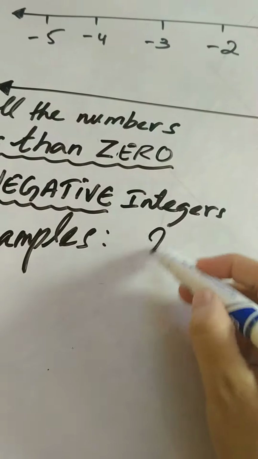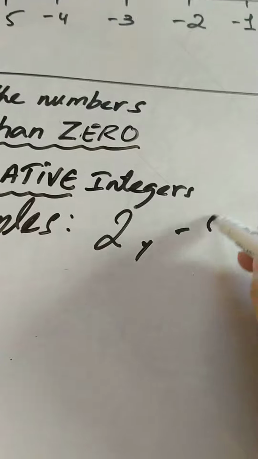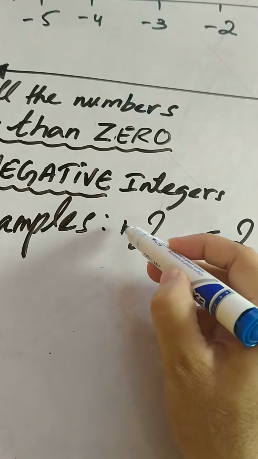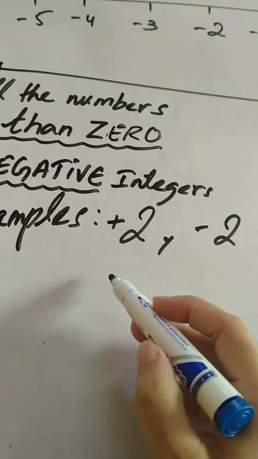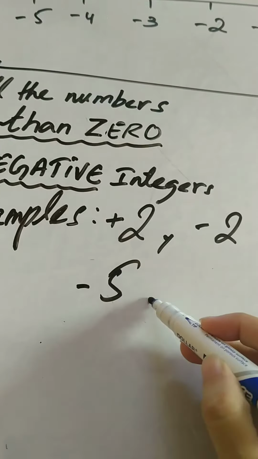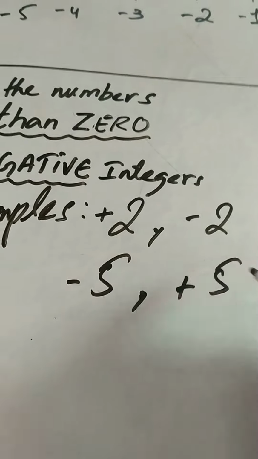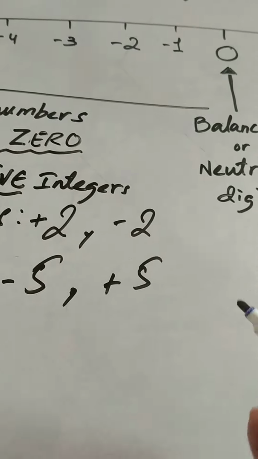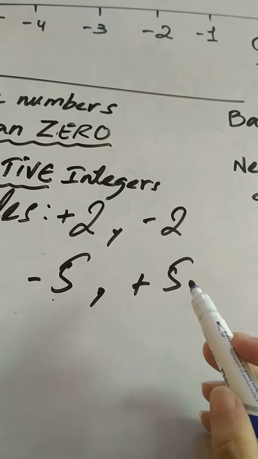So guys, if I write 2 or if I write minus 2, if there is no sign, this means positive 2, this means negative 2. If I write negative 5 and I write positive 5, there are two types of integers with a balancing digit 0. So this is called negative 5, this is called positive 5.